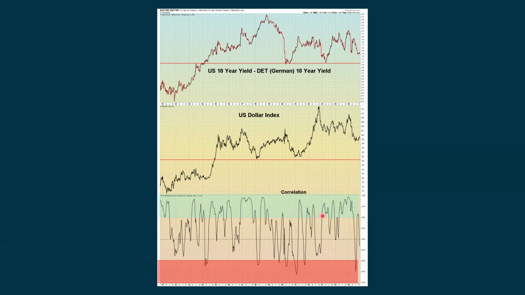Now, a lot of the time, we're up in this blue area, showing a pretty strong correlation between the top chart and the middle chart. Right now, it's pretty much neutral. So is there some kind of subtle shift going on here between US rates, European rates, and the US dollar index? We've been seeing a little bit of strength in the dollar lately, not enough to change its trend, but it's been holding up a little bit better.